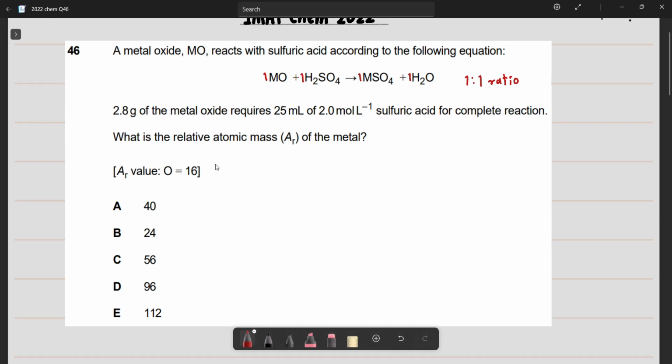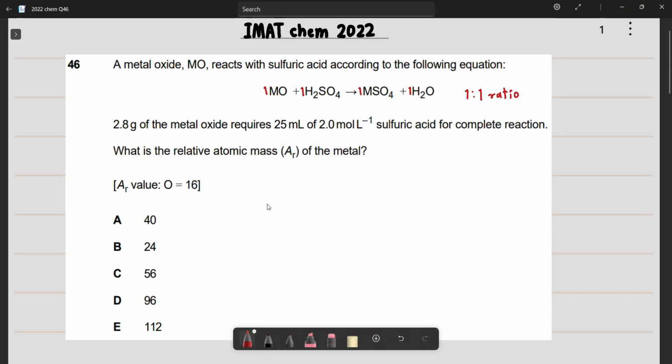Okay, so let's move on forward. So we're given 2.8 grams of metal oxide. Okay, so that's for this metal oxide. Okay, 2.8 grams. And we have 25 ml of 2 concentration of sulfuric acid. Okay, so 25 ml for this one and 2 moles per liter. So I'm going to shorten this into capital M, which is concentration. Okay, so first of all, I'm going to find out the moles for sulfuric acid.